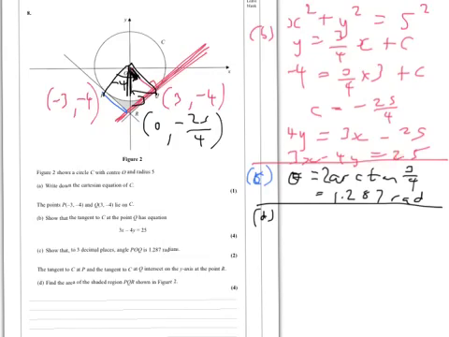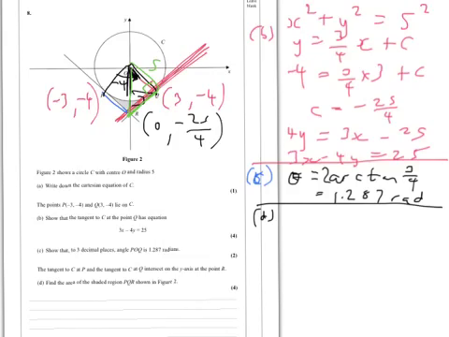So again, we're going to use the fact that it's symmetrical. We've got here a right angle triangle. We know it's a right angle triangle because it's a tangent meeting a normal. We know the radius is 5, and this length here is what I'm talking about.